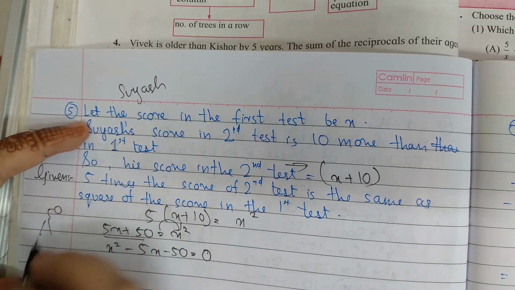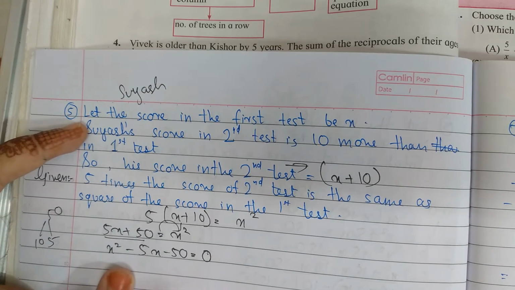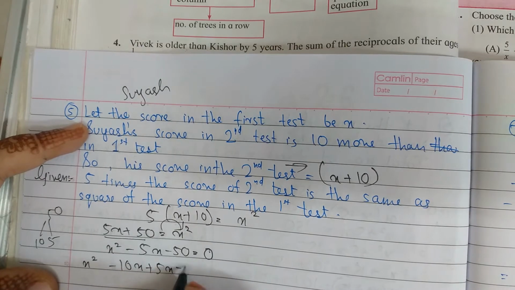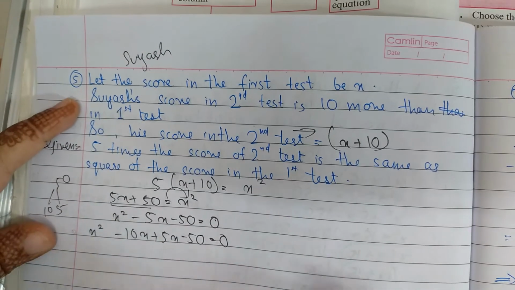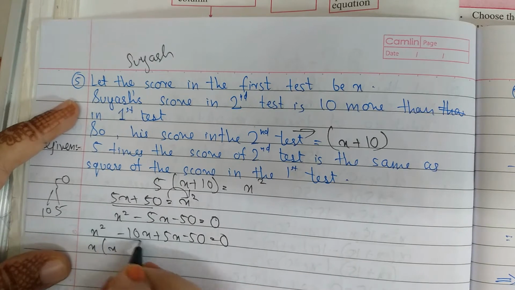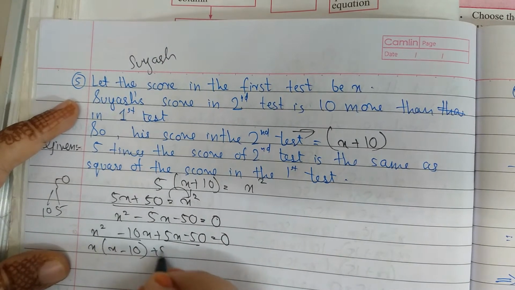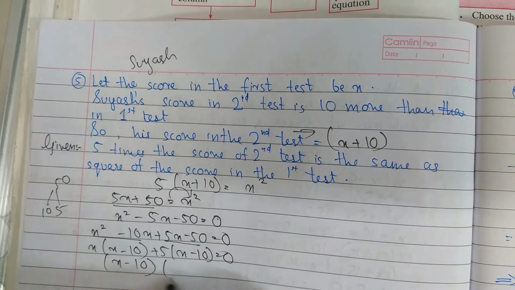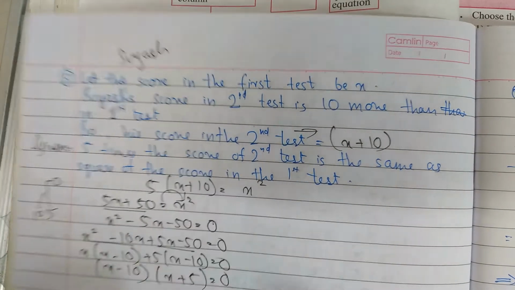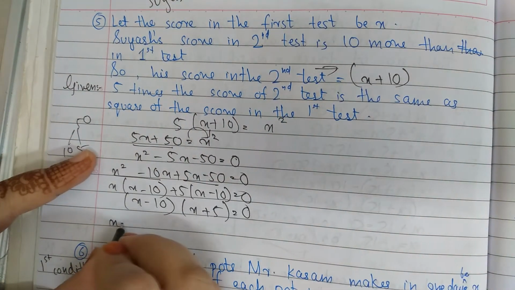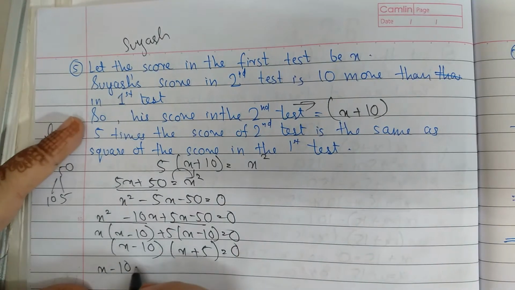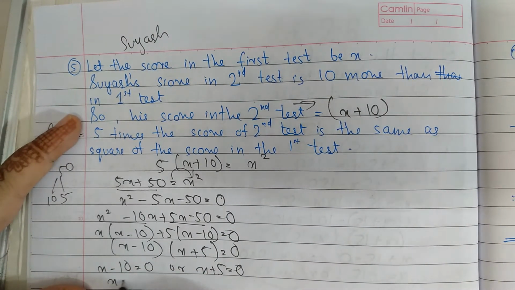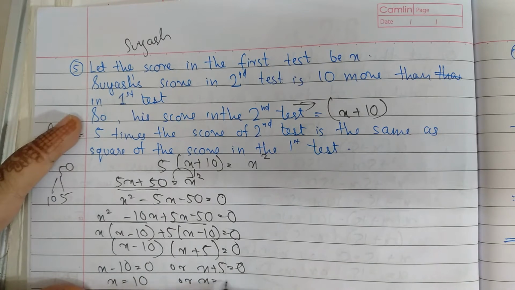Alright, now which factors can we use? We can use 10 times 5 is 50. Alright, so x square minus 10x plus 5x minus 50 is equal to 0. So x times x minus 10 plus 5 times x minus 10 is equal to 0. Common bracket one time, and this will be x plus 5 is equal to 0. All right, now let's solve this. x minus 10 is equal to 0 or x plus 5 is equal to 0. Now x is equal to 10 or x is equal to minus 5.